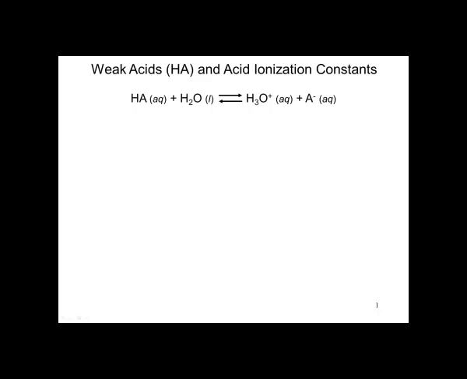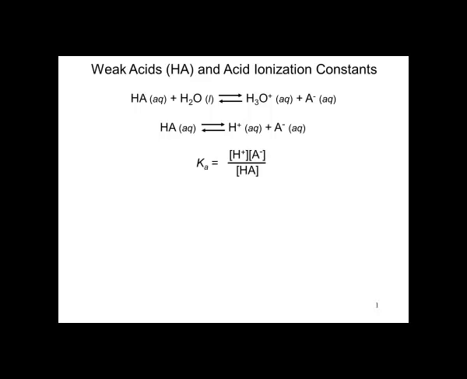Let's consider now weak acids and acid ionization constant. A weak acid dissociates in water into the hydronium ion and its anion. We can simply write this as HA in equilibrium with H plus and A minus, understanding that this is in aqueous solution.